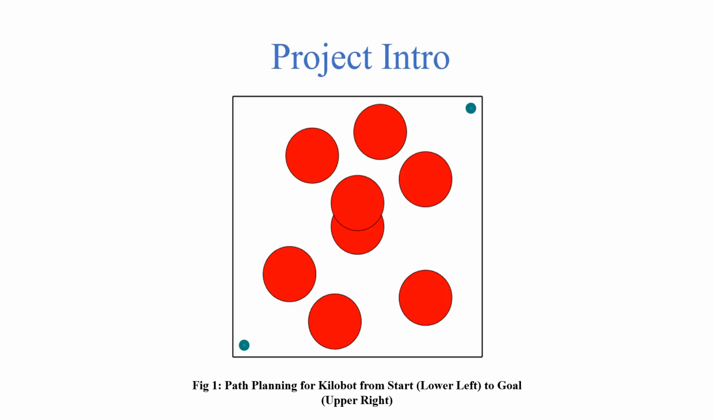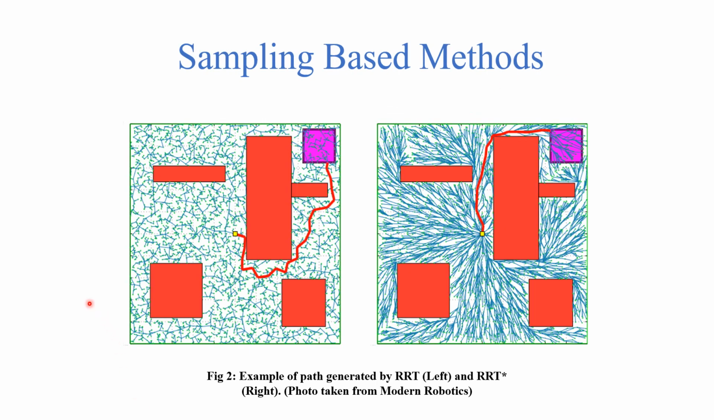Now, as usual, this is the setting that we're going to use. As you can see here, that's the start node, that is the end node. The red circles are the obstacles. We're trying to find a collision-free path between the start and the goal nodes. Now, as we mentioned, we're going to discuss the RRT star algorithm.